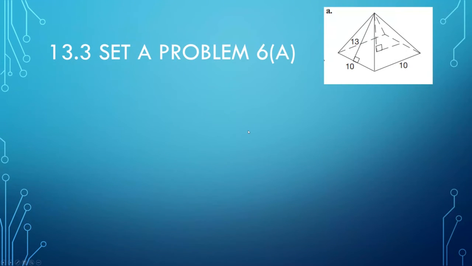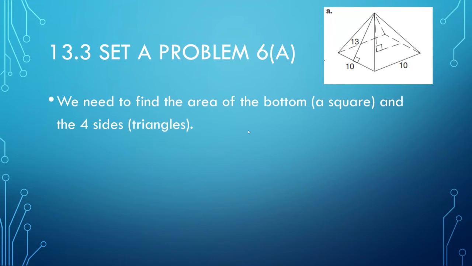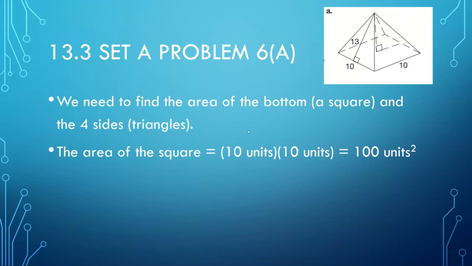Okay, next we're going to take a look at problem number 6, part A. And we're finding the area of a square pyramid. Okay, so it looks like we're going to have 4 faces that are triangles plus the square bottom. So we're going to find the area of the bottom, a square, and the 4 sides, which are triangles. The area of the square, that's just 10 units by 10 units, and that gives us 100 square units.